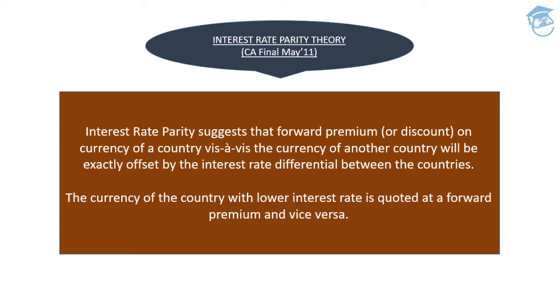In that particular purchasing power parity theory, it was offset by the inflation differential between the countries. Here, it's going to be offset by the interest rate differential between the countries. Let me make you understand with an example. The interest rate available in our country is, let's say, 6%. In the US, it's merely 2%. The current exchange rate available in the market is $1 equivalent to 65 rupees.